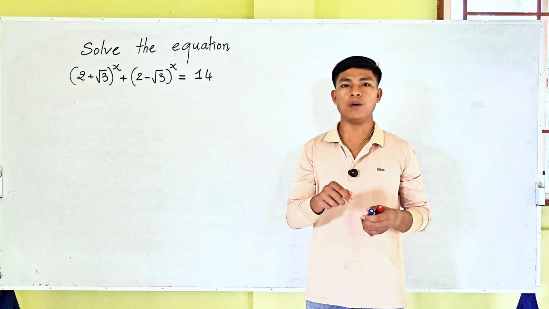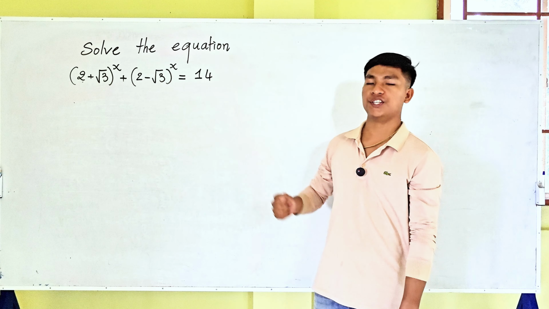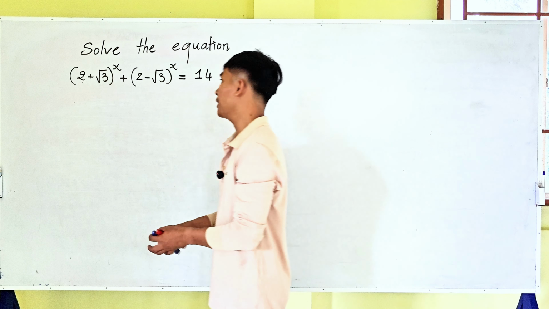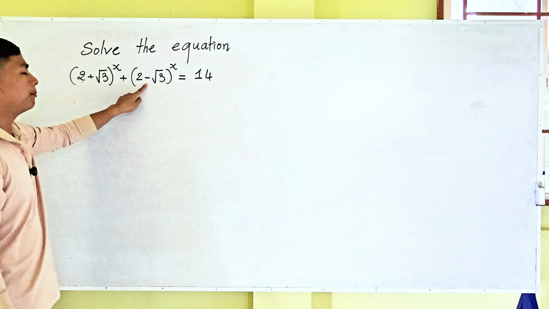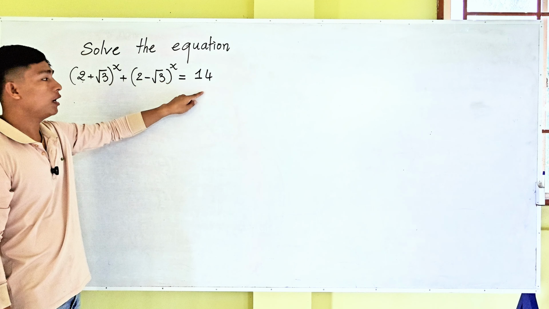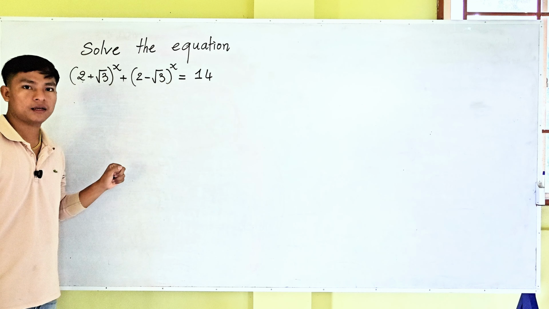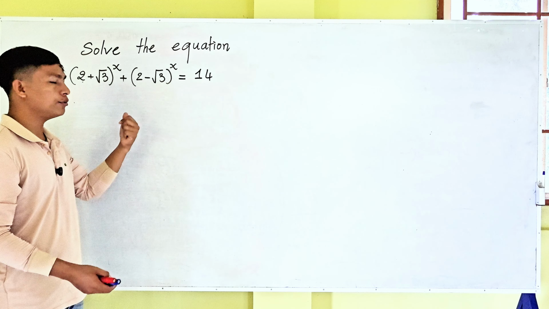In this video, we are showing you how to solve this exponential equation, which we have (2 plus square root 3) to the power 8 plus (2 minus square root 3) to the power 8 equal 14. Okay, how to solve this? Do you know how to solve this? If you know, please do it.